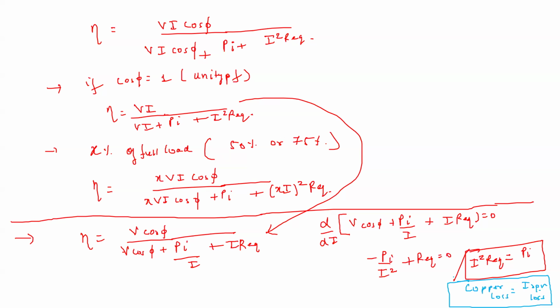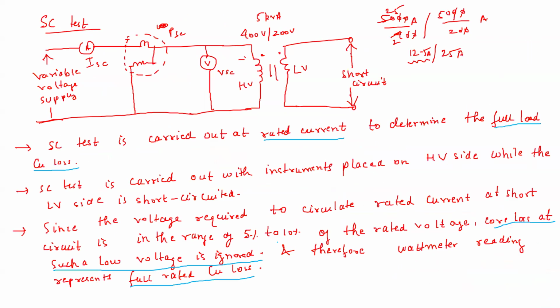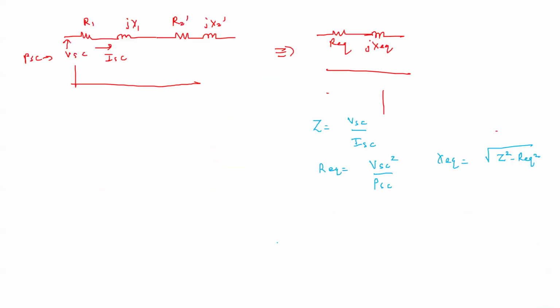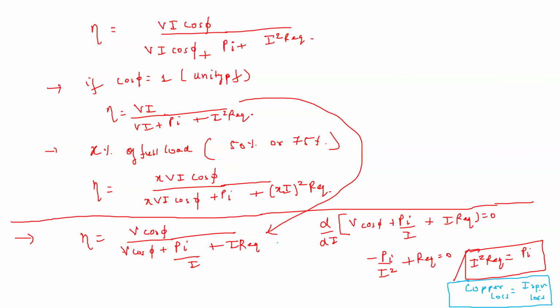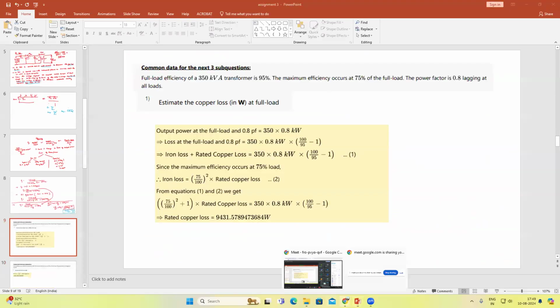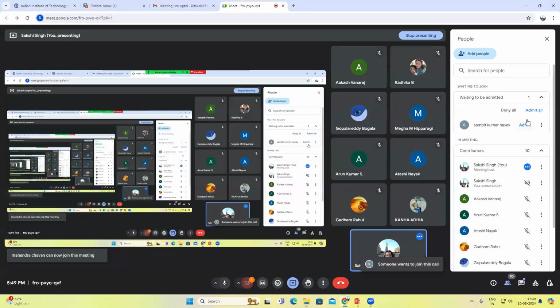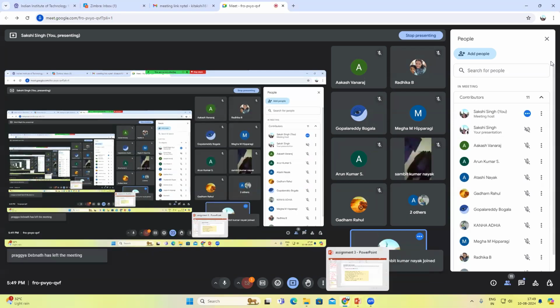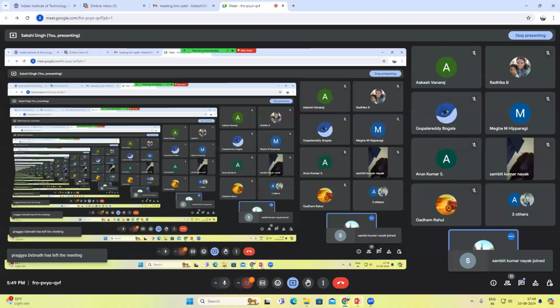Now let us quickly see the questions one by one. These are most of the things which I have tried to cover, and as we go on solving the questions, things will become more clear. So let us start with this question. One minute, let me hide this.